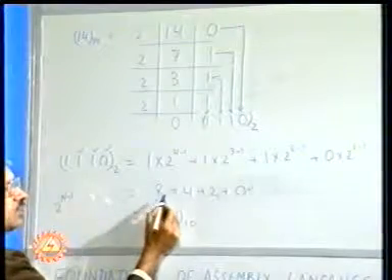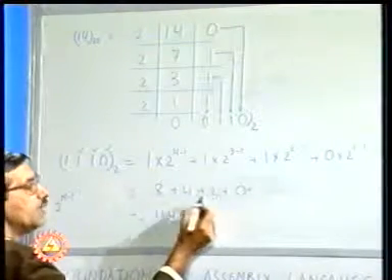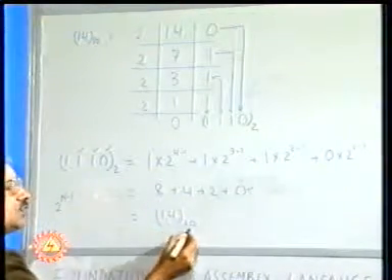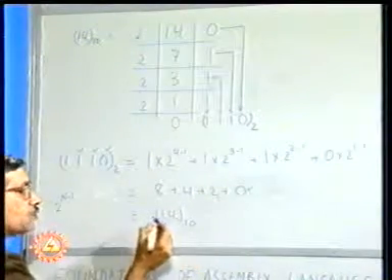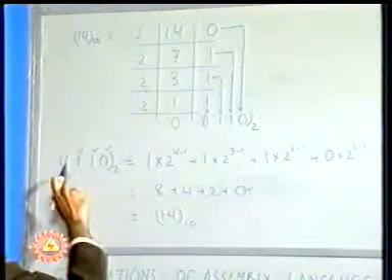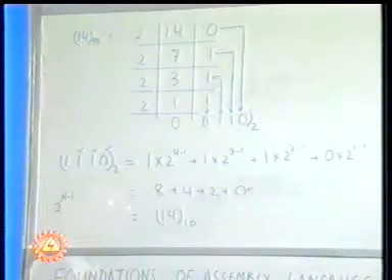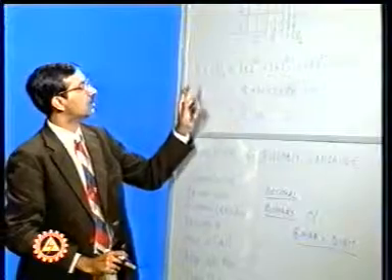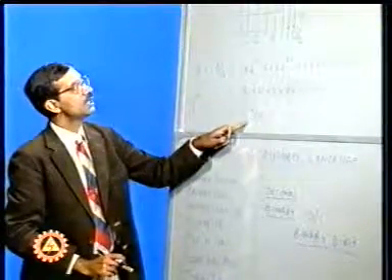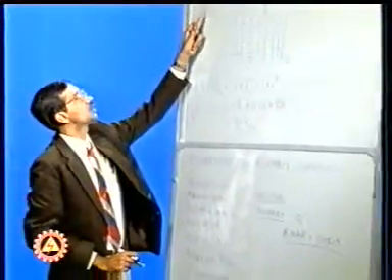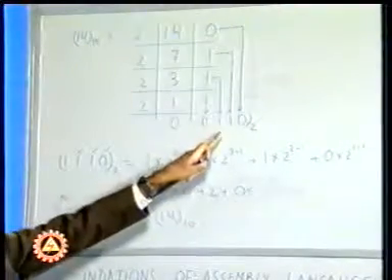So the sum of these, that is 8, 4, and 2, gives us 14, and the result is 14 to the base 10. So 14 to the base 10 is the equivalent of 1110 in binary. So this is how we are able to convert a binary number to a decimal number, and earlier we have already seen the conversion of a decimal number to a binary number.